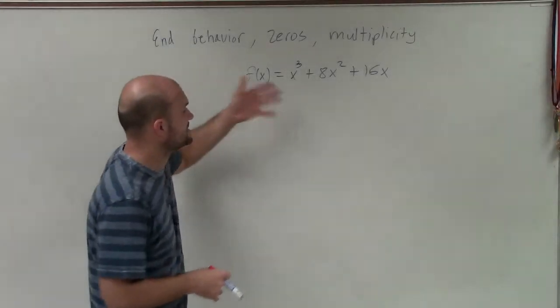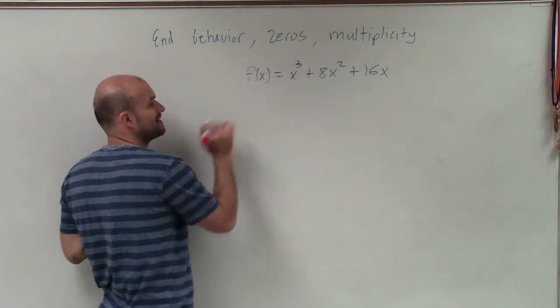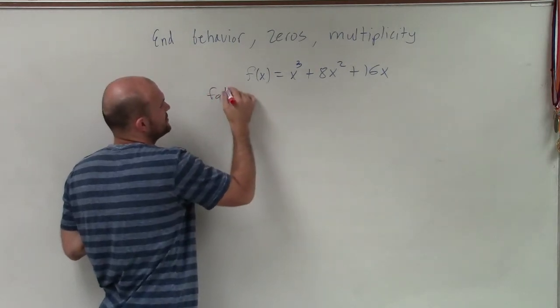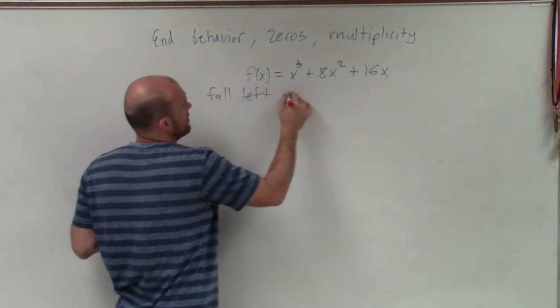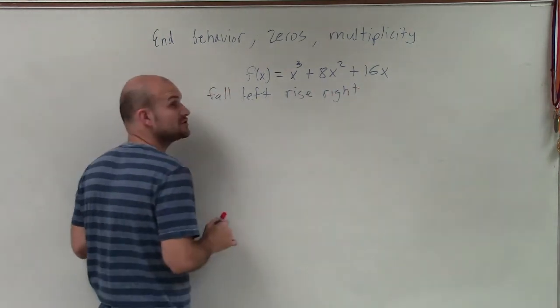Welcome. All right, so in this example, again, we first want to determine the end behavior. So we know that our exponent is odd and our leading coefficient is positive. So therefore, our graph is going to fall left and rise right. The next thing we need to do is determine the zeros.